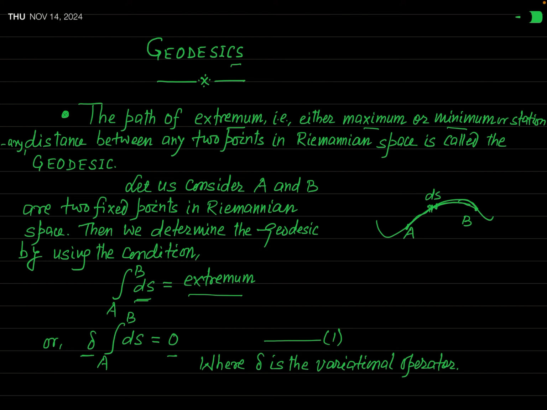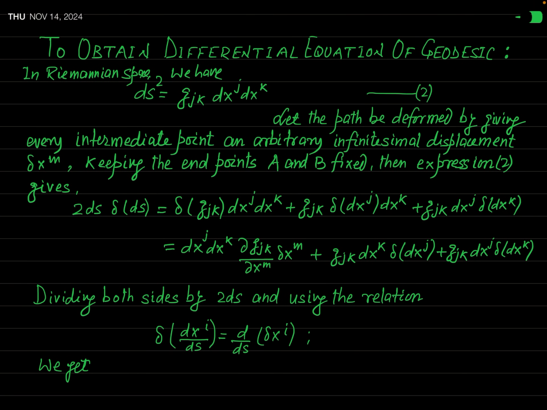And for this we will define this ds in Riemannian space. You know, in Riemannian space, this line element ds square is given by this relation, g_jk dx^j dx^k. You know, this g_jk is the metric tensor. And this is the expression for the line element in Riemannian space.